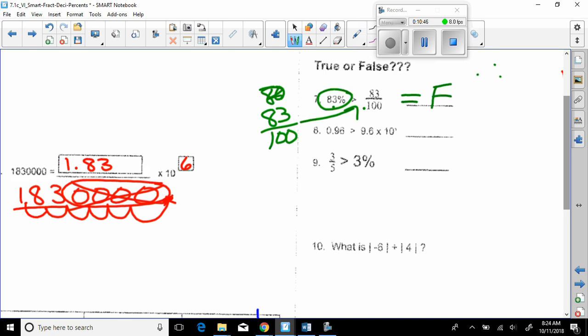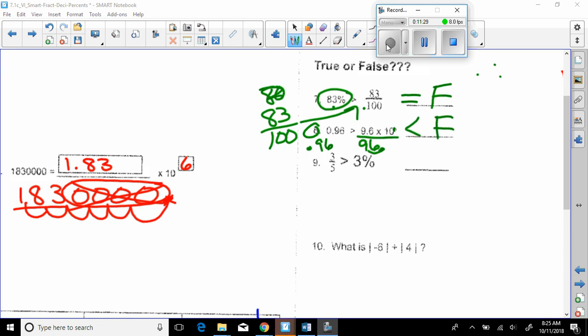All right, so now we come here to number 8. We have 0.96. But in order for us to compare, we have to change this to our decimal form. So if we have 9.6 and we're moving the decimal point, let me pause this for a second. All right, so this is 9.6 times 10 to the first power. So we're moving our decimal point one place, which is 96. So is 0.96 bigger than 96? No. Therefore, it is false also.